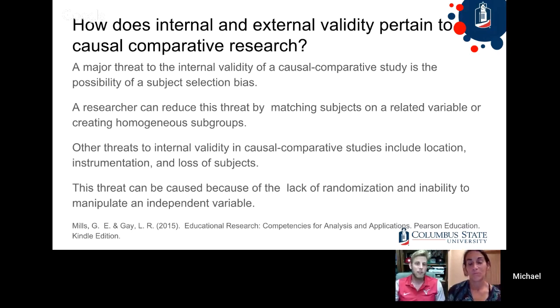A major threat to internal validity of a causal comparative study is the possibility of a subject selection bias. A researcher can reduce this threat by matching subjects on a related variable or creating homogeneous subgroups. Other threats to internal validity in causal comparative studies include location, instrumentation, and loss of subjects. This threat can be caused because of the lack of randomization and inability to manipulate an independent variable.